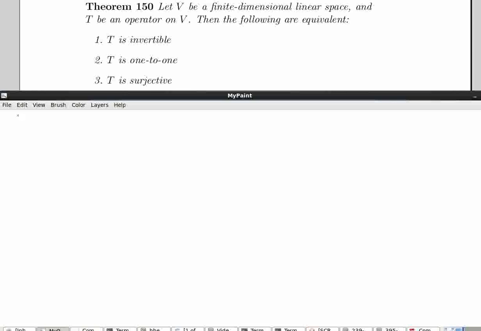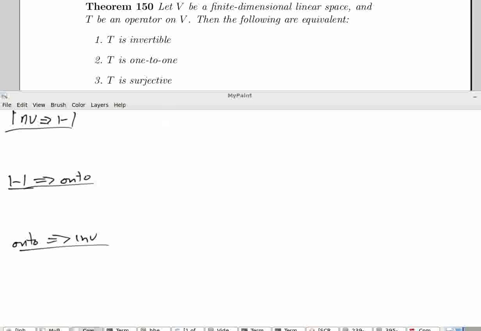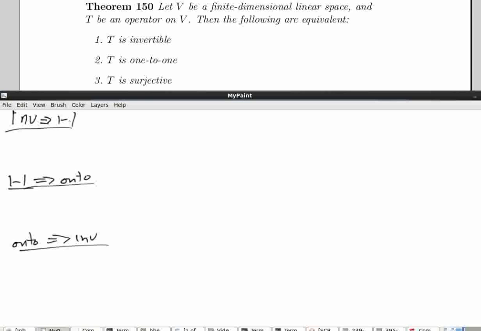And the way I'm going to prove that is I'm going to prove that invertible implies 1-1, and then I'm going to prove that 1-1 implies onto, and then I'm going to prove that onto implies invertible. And what does that mean? If you know it's invertible, you know it's 1-1, and if you know it's 1-1, you know it's onto. And if it's onto, it's invertible. So you get all three.